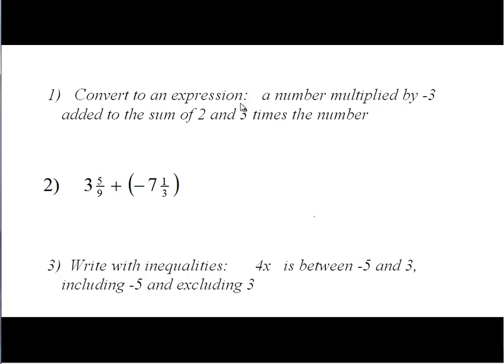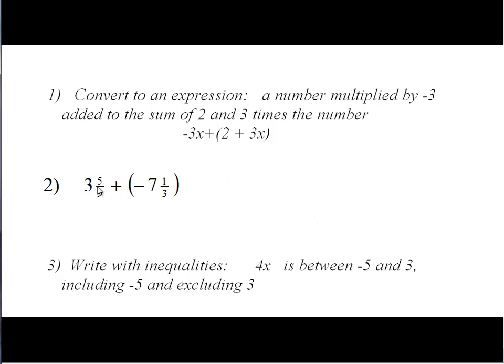Okay, convert to an expression, a number multiplied by negative 3. That's going to be negative 3x added to, so we plus, sum, so we put parentheses and put a plus in the middle. If it said difference, you'd put a minus, but it says sum, so I put a plus. And then 2 and, so it's 2 plus 3 times the number, that's 3x.